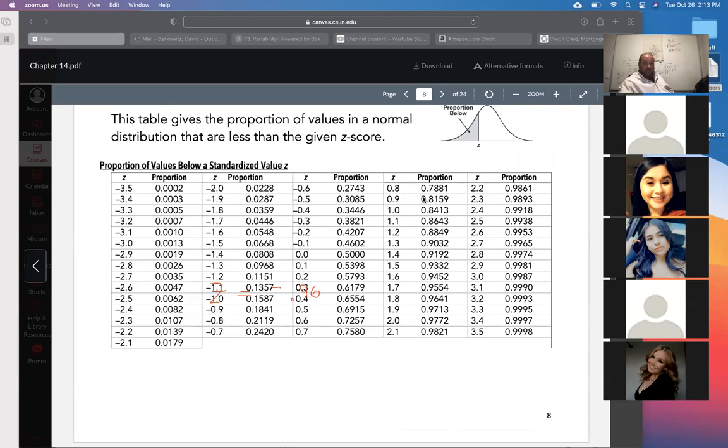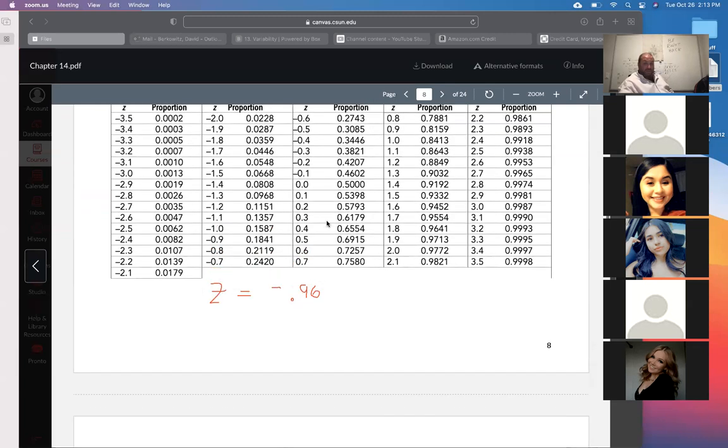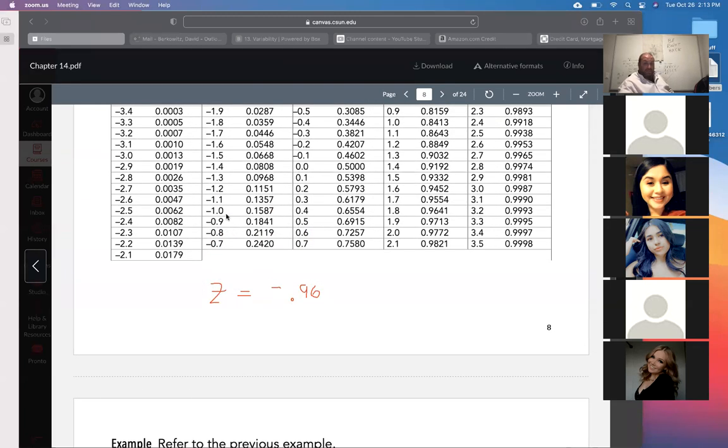Now, I have 0.9 and I have 1, but I don't have 0.96. So what do I do? Oh, actually it was negative, right? Negative 0.96. So it's between negative 0.9 and negative 1. It's between those two numbers.